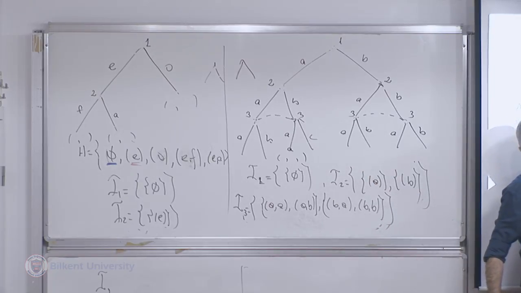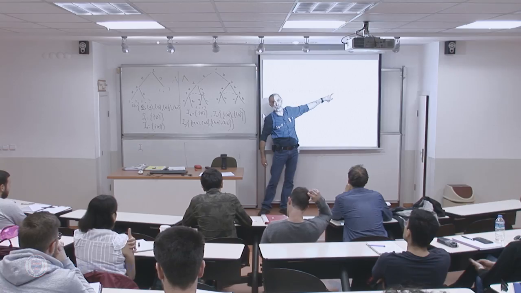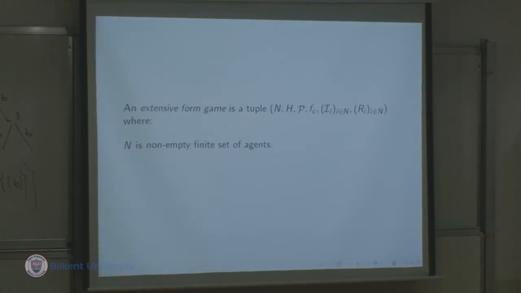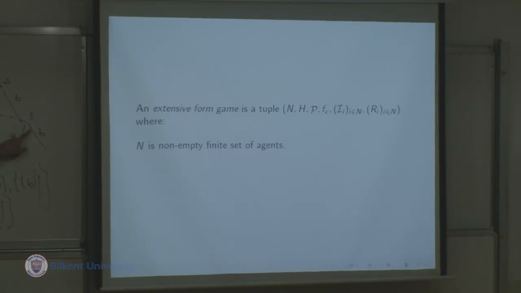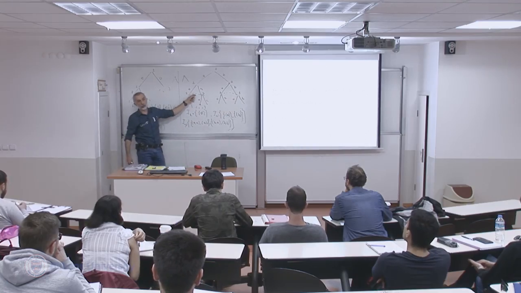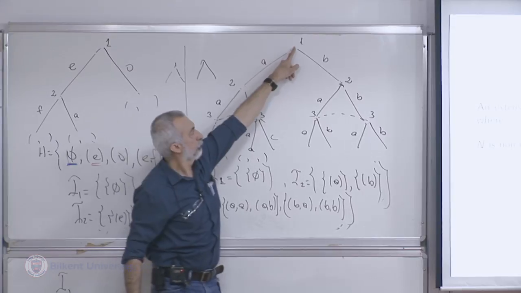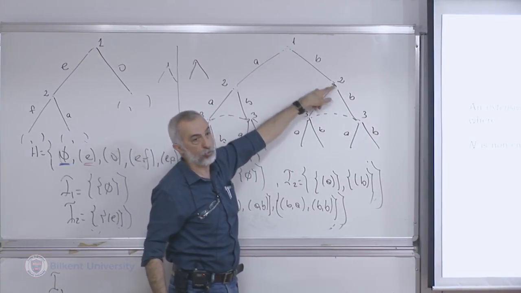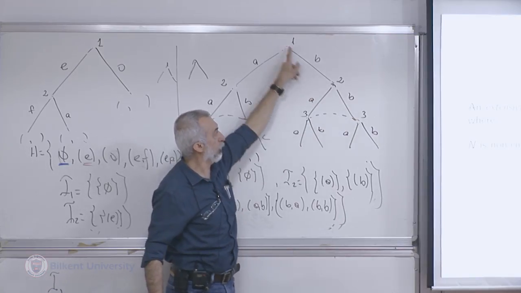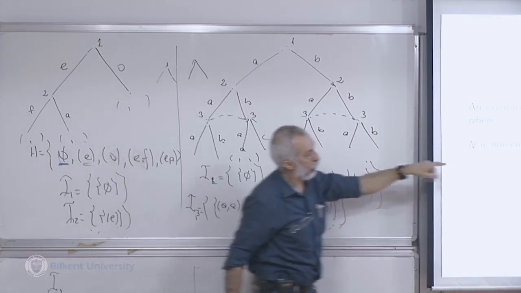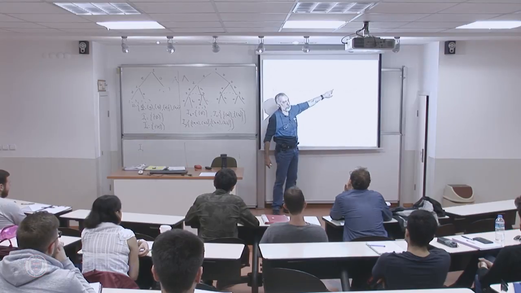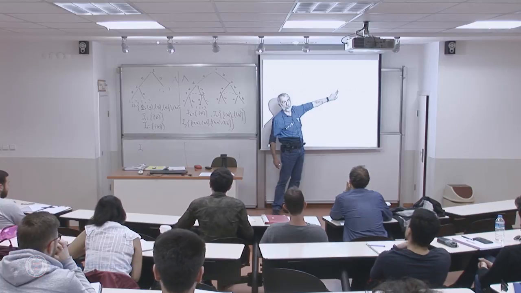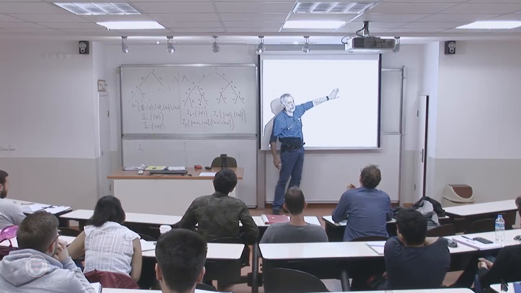The player function, the function that assigns players to histories, is represented by labels assigned to each non-terminal node. Okay? So 1 is assigned to the empty history, 2 is assigned to the history B, 3 is assigned to the history BB, and so on. So we take care of this by the function. For now, we didn't worry about the chance move. We'll get back to that.